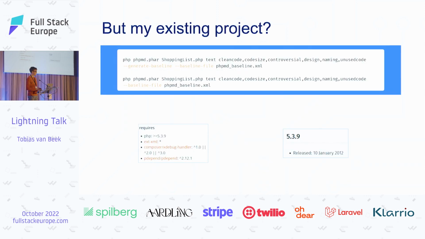With my existing project? Now, you can add the baseline. You generate it first, and you add it to your call, so all the existing errors, you see nothing about them, and you can start running it. And if you think my PHP version is not the latest, that's not a problem. We support 5.3.9 till 8.2. And if that's still a problem, I think you have other problems.